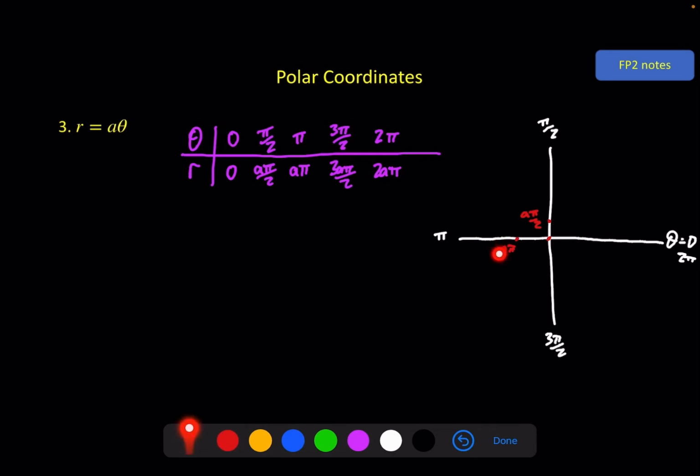And as we continue around to 3 pi by 2, it's increased again. And continue around to 2 pi, it's increased, it's now 2a pi. And you can follow this pattern as you continue round. The r value will increase as the theta value increases. So as you keep going around and around, your radius gets bigger and bigger and bigger. And what this creates is a nice spiral.